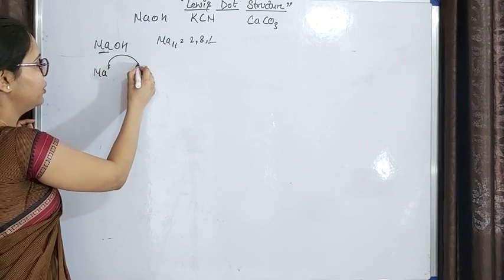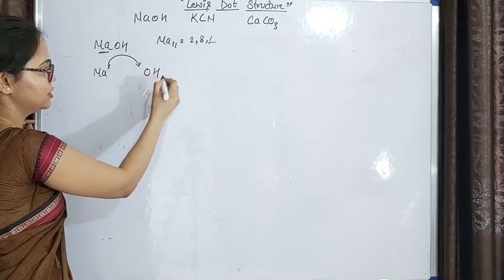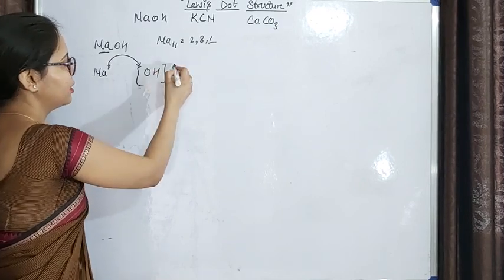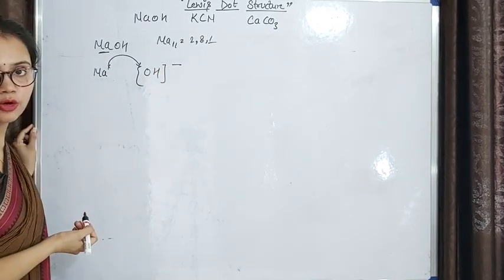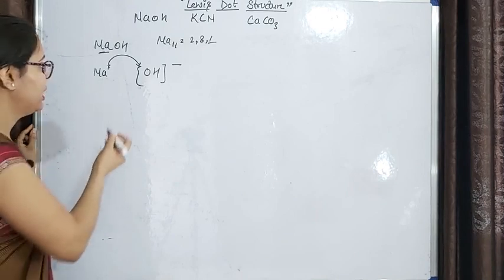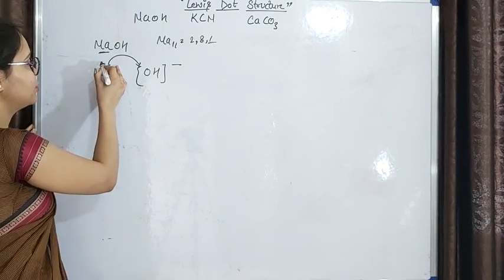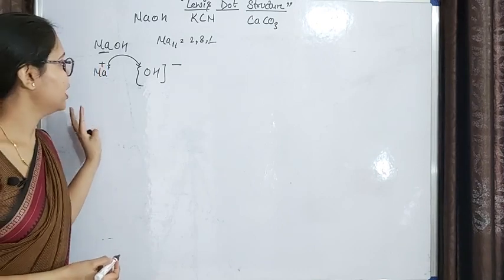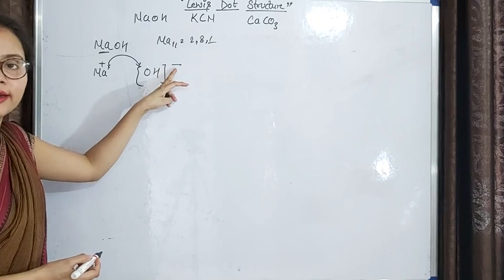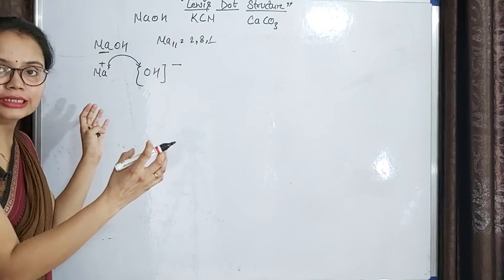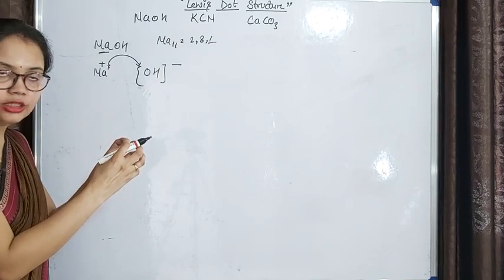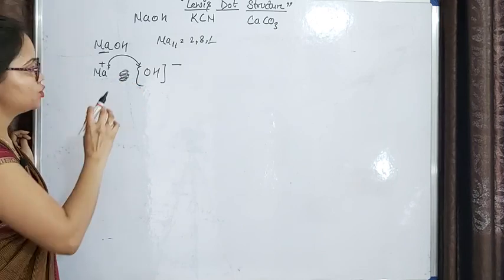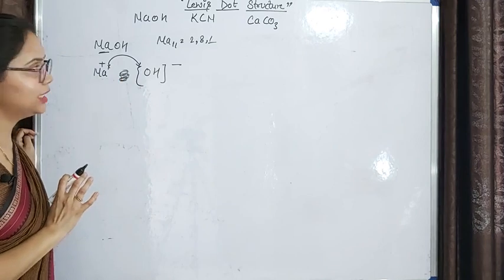It will donate this electron to the OH species, and this OH will take this electron, and we have to represent a negative charge because of the acceptance of the electron. And from here, as the electron has gone, we have to show the positive charge. Now because of this positive and negative charge, both these species will attract each other and form an electrovalent bond. So in this way, an electrovalent bond is present in NaOH.